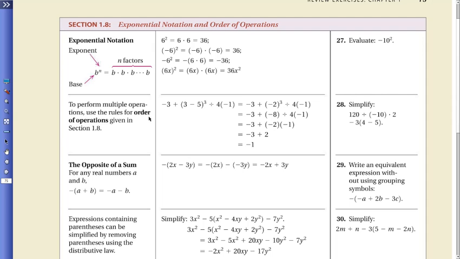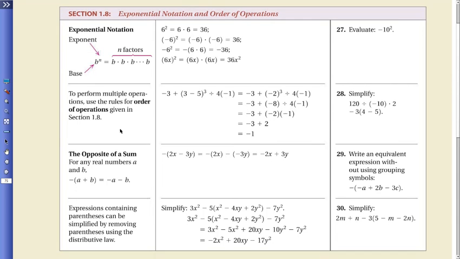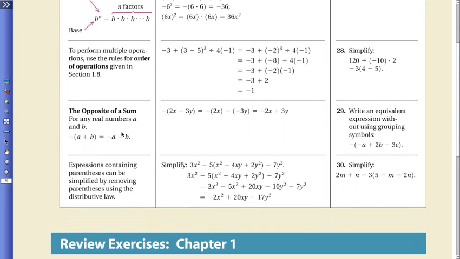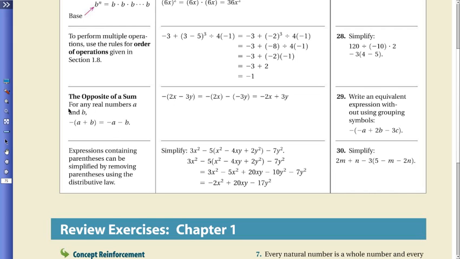And then they bring in order of operations, which is PEMDAS. Look that up. The opposite of a sum for any real numbers is what they really want us to see: if I take the opposite of anything, a sum or a difference or whatever we're talking about, it's really negative 1 times it. If I go to the distributive property and consider this negative 1 of this grouping 2x minus 3y, it really means negative 1 times that.